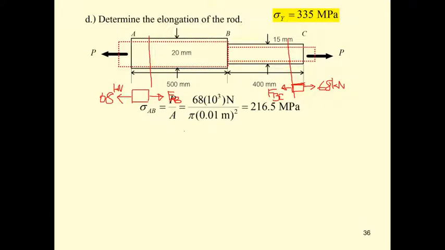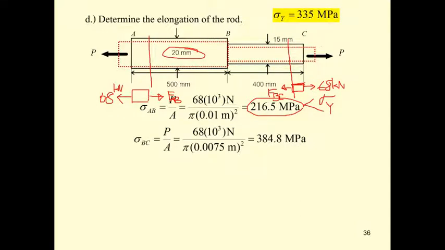So for section AB, we have a diameter of 20 millimeter. So the area is going to be pi times 0.01, or 10 millimeter, squared. We have the stress here less than sigma sub y, so this one is going to have elastic behavior. The next one, this small portion, after we cut it, we determine the internal force of 68 kilonewton, and we divide it by pi radius squared.